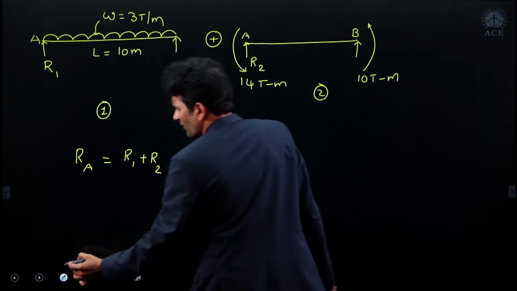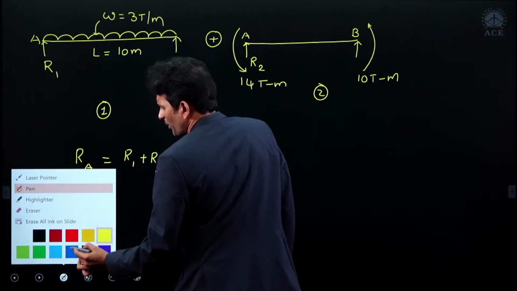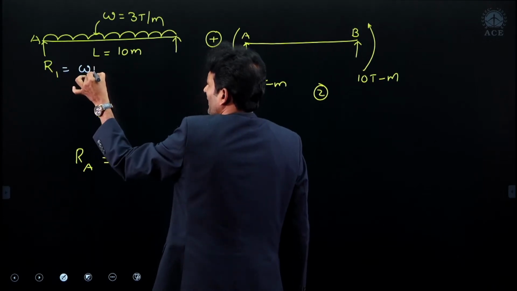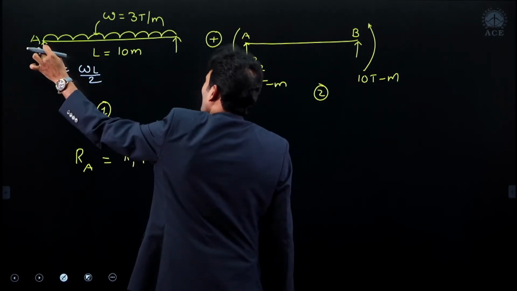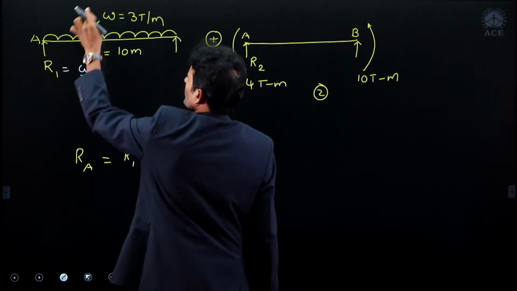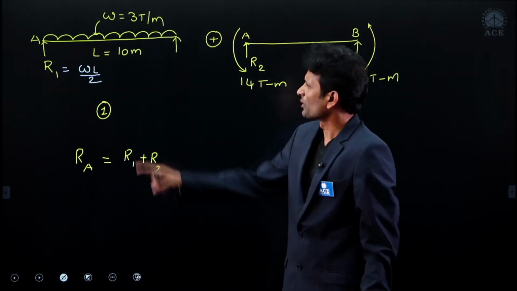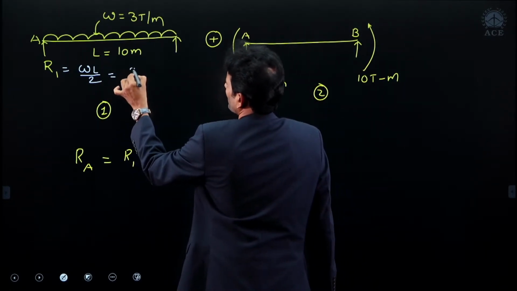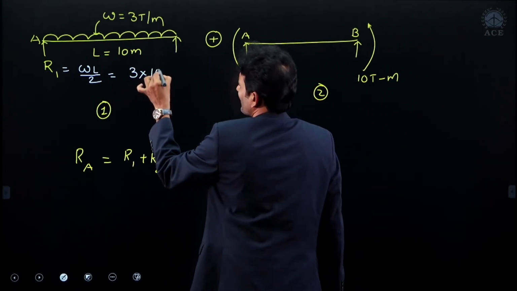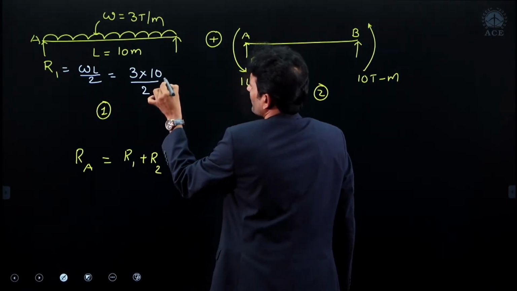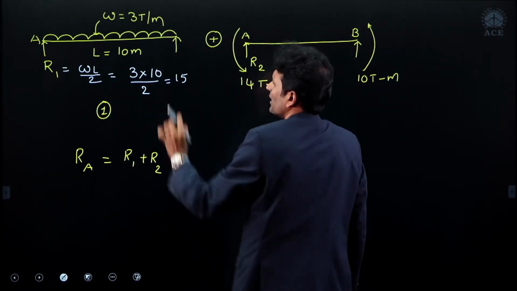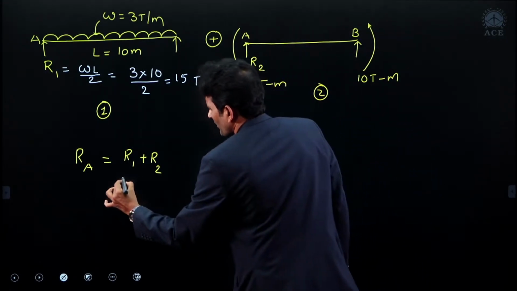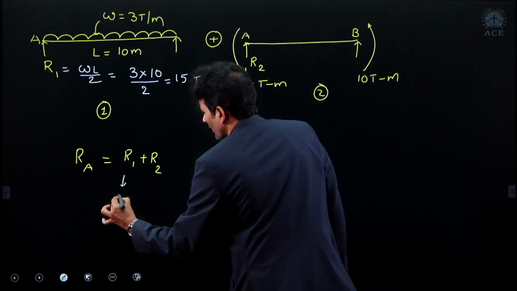Now, you know this is a standard case. For this standard case, due to the symmetry, the reaction at A or at B should be equal to total load divided by 2. Total load is omega L divided by 2. Omega here is 3. L is 10 meters, divided by 2. If you simplify, we get 15 tons. So R1 is 15 tons.